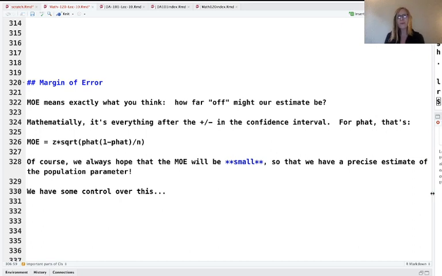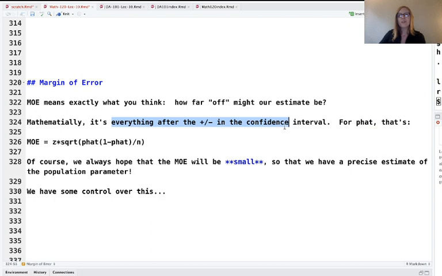Whenever you take a sample and you get a sample proportion or a sample mean, of course, you know that's not going to be exactly right for the whole population every time. But how much wiggle room do you expect to see? How far off might it be? That's the margin of error. And it's pretty easy to find mathematically.